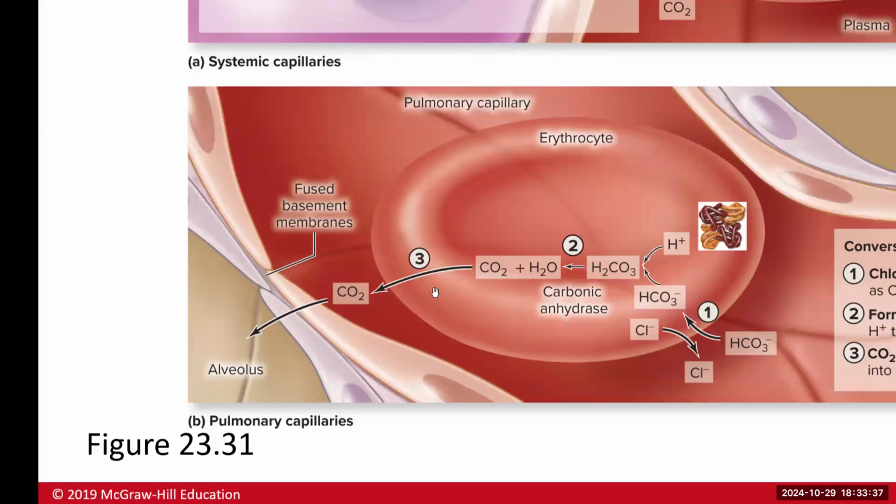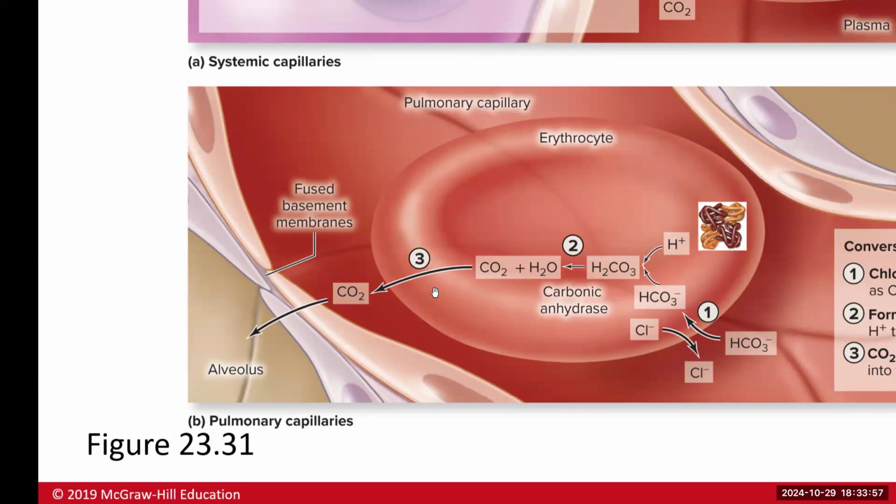Why does this gas go from the blood into your lung space? Nailed it. Partial pressure. Yep, the partial pressure of carbon dioxide is higher here in the pulmonary capillary than it is in the lungs. And so it goes from high to low.